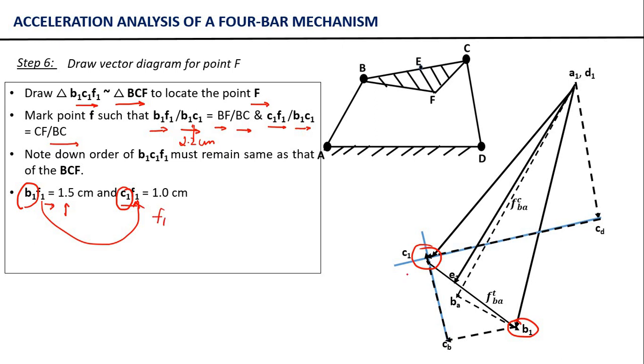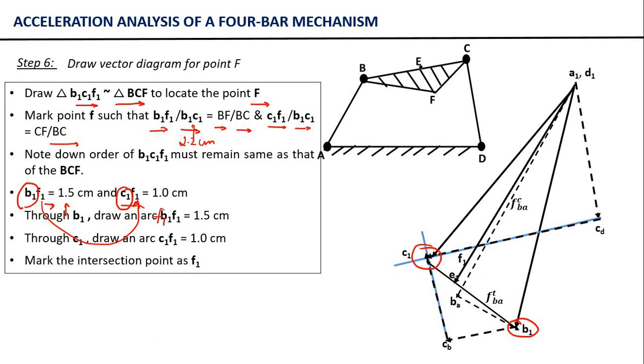So what we are going to do, first we will take the point B1, then we will draw an arc of length 1.5 centimeter. Then next we are going to take the point C1, right, as a center, and then we will again draw an arc of length C1 F1 equal to 1 centimeter. Now the intersection of these two is going to give us this point F1 in the acceleration vector diagram.